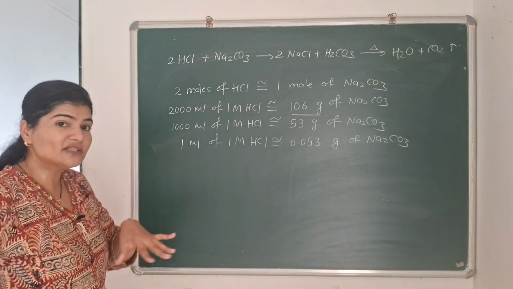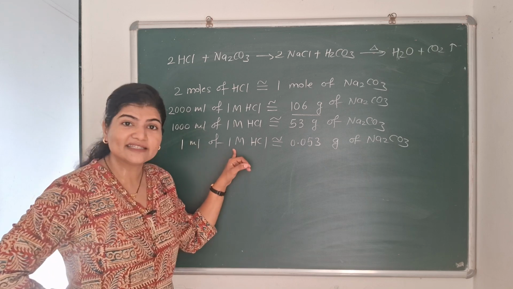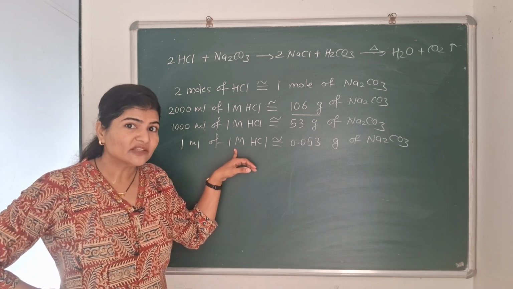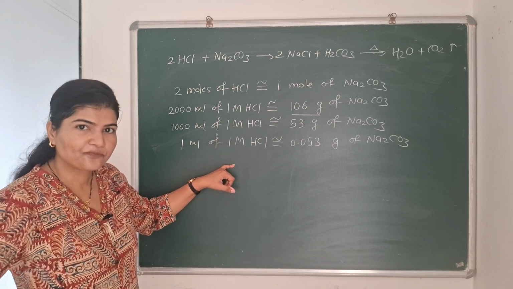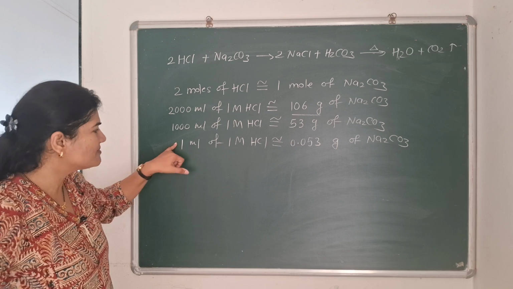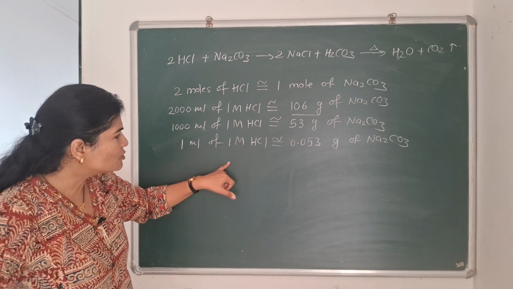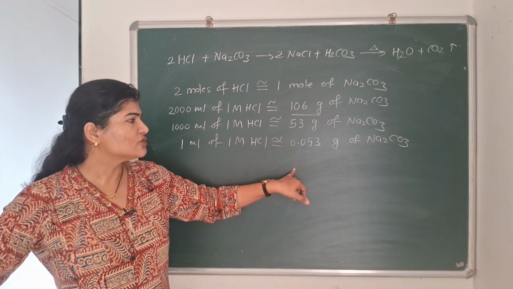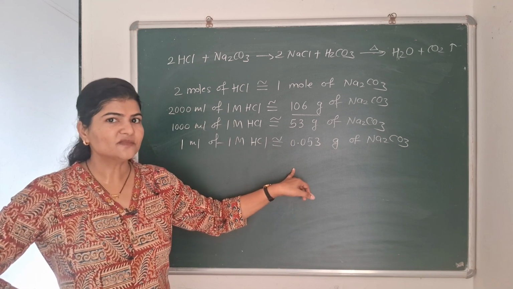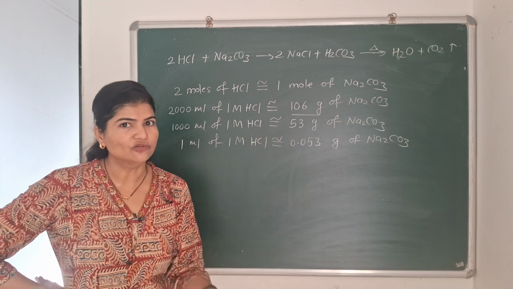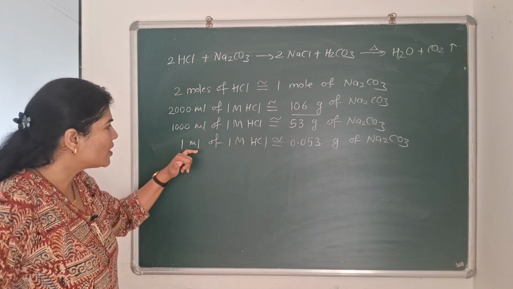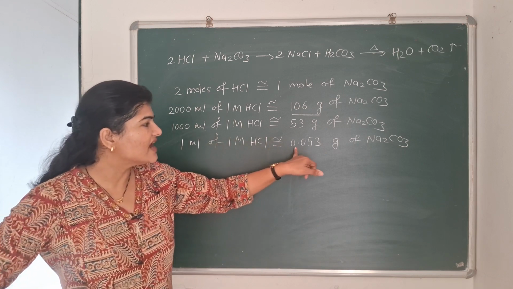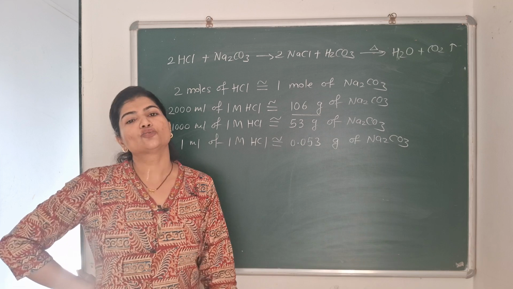Now suppose you are not using 1 molar HCl, say you are using 0.1 molar HCl. Then you have to go from 1 to 0.1, and you will keep this 1 ml constant. Now you are going from 1 to 0.1, so you will go 0.0053 here. So depending on which concentration you are using, you have to modify this factor. So this is my factor: 1 ml of 1 molar HCl is equivalent to this much gram of sodium carbonate.